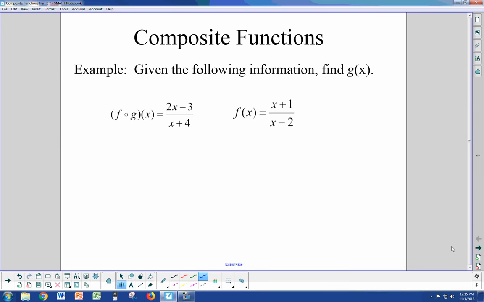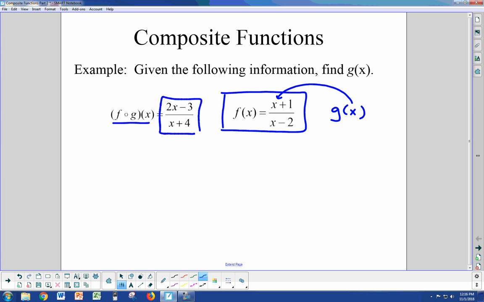Welcome back, everybody. Here is another example of a composite function where we have the outer function given. f of x is given, and then we have the composite f of g. So keep in mind that our g of x function is going to be going into f of x, and our answer should be (2x minus 3) over (x plus 4).